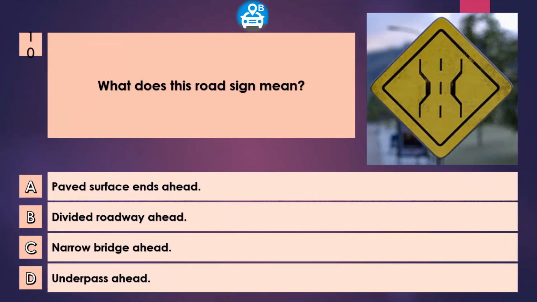What does this road sign mean? A. Paved surface ends ahead. B. Divided roadway ahead. C. Narrow bridge ahead. D. Underpass ahead.